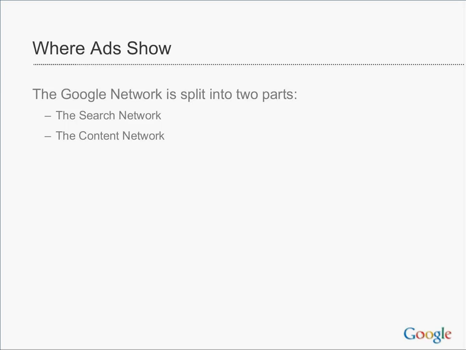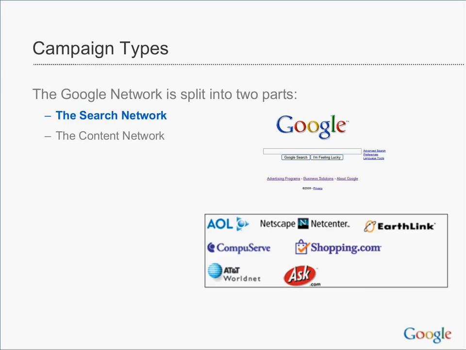Here, search campaigns are triggered by keywords and are shown on search results pages on Google.com and within our search network. And you can see on the screen here that other partners within our search network include AOL and some other big search providers. And our network is certainly larger than this, but this is an example of some places where your ad can show.